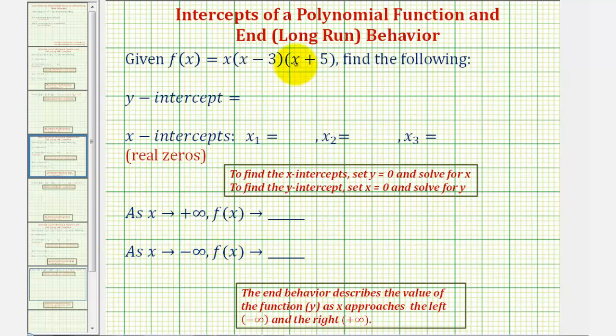Looking at the given function, we should recognize that it will be a degree 3 polynomial function, and if we want, we can replace f of x with y and write this as y equals x times the quantity x minus 3 times the quantity x plus 5. And now the process to find the intercepts for any function is the same. To find the y-intercept, we set x equal to 0 and solve for y, and to find the x-intercepts, we set y equal to 0 and solve for x. Let's go ahead and do this on the next slide.